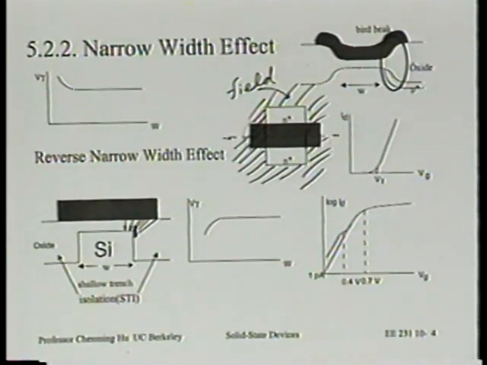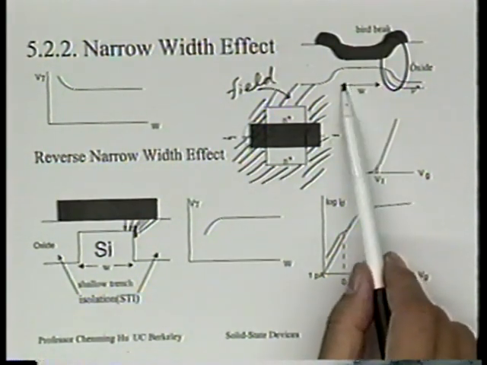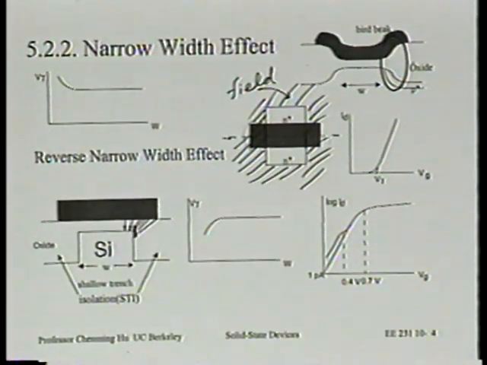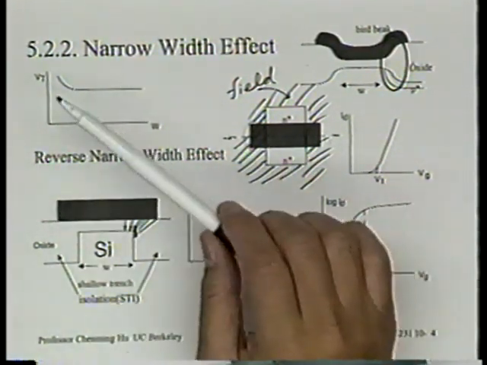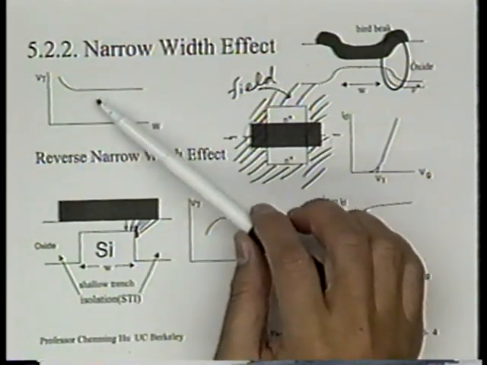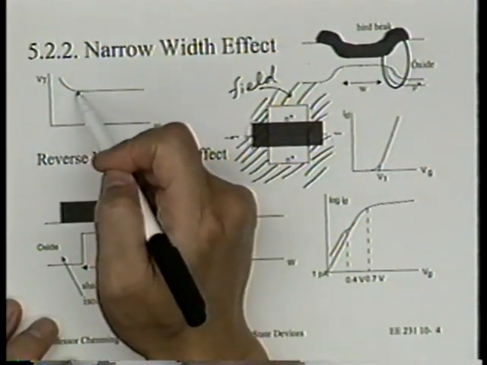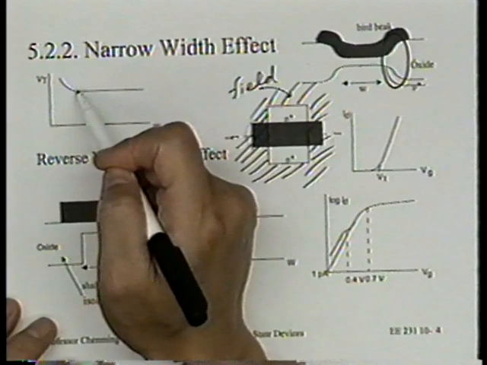Now, the behavior is that as we reduce the channel width, it's known that threshold voltage also changes. Classically, the threshold voltage tends to increase with narrower W. So this is the classical assumption about how the threshold voltage varies with channel width. And when this behavior is reversed, sometimes it's called the reverse narrow width effect.